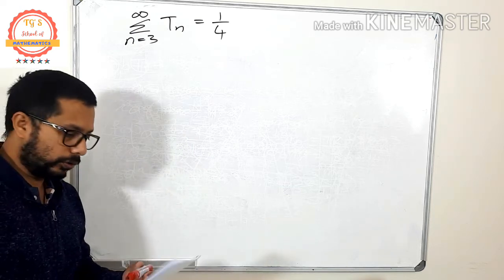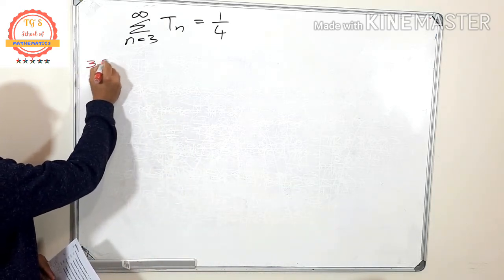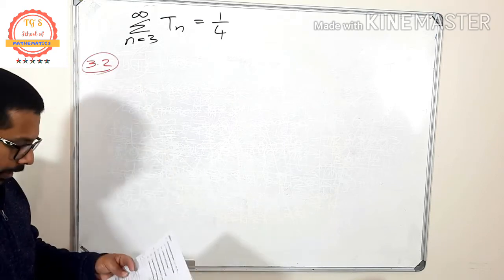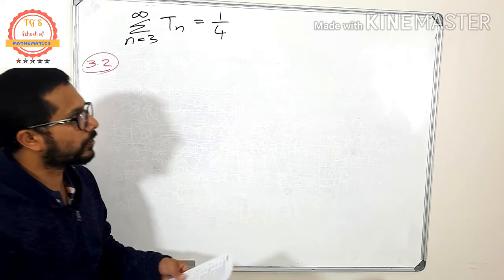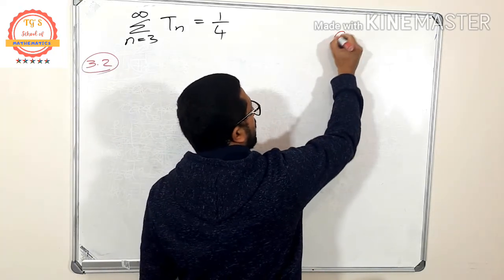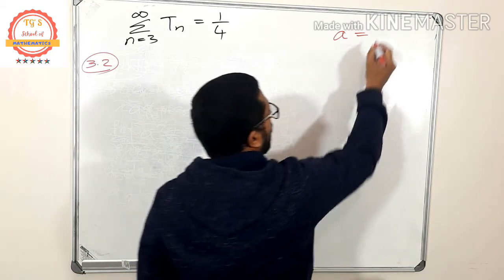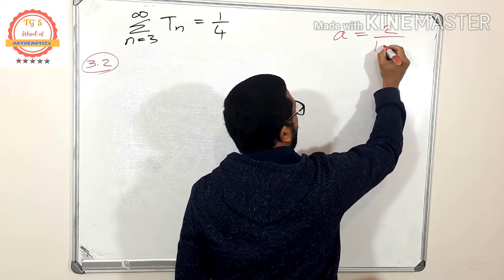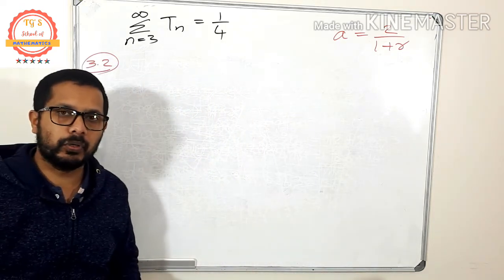Now let's go to the next question. Question number 3.2. What is question number 3.2? Don't forget that we already got an expression for A in terms of r. What was that expression? 2 divided by 1 plus r. That was the expression for A in terms of r.